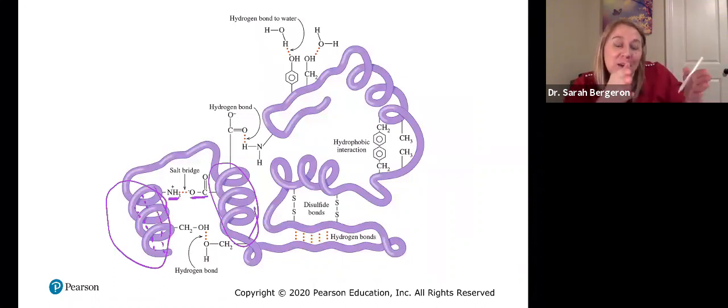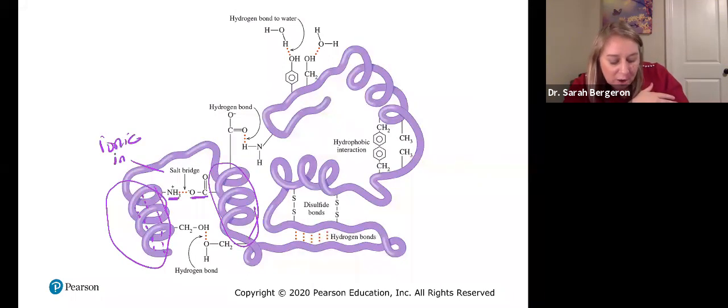Normally when we have a positive and a negative ion, we call that a salt, right? Like sodium chloride. But in this case, because it's inside of a protein, and not just an ion, we call it a salt bridge. A salt bridge is an ionic interaction between side chains. You can have hydrogen bonding. We already talked about hydrogen bonding. You can have what are called disulfide bonds.